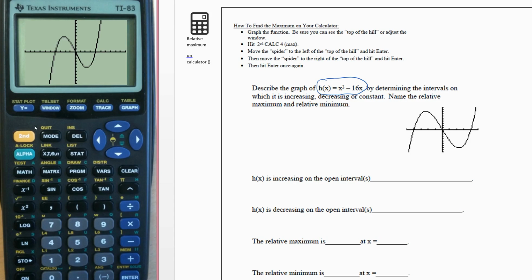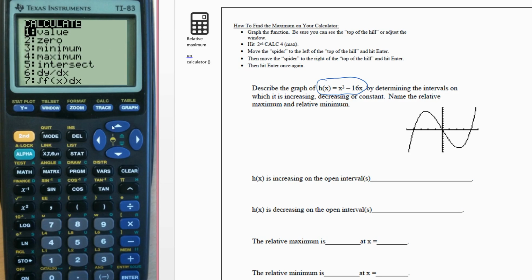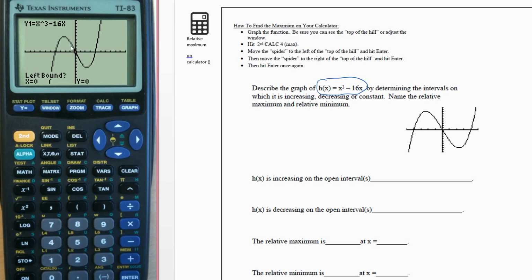So to find the relative max, again, we're going to hit second and the trace button, or the calc button, and we want max, so we're going to hit 4. This is our maximum, so again, it's asking for a left bound, so we're going to use the left arrow until we get to the left of it. Okay, we're now past it to the left, so we're going to hit enter. Then we're going to use the right arrow till we're past it on the right, hit enter, and then for a guess, we'll go over to it, hit enter.